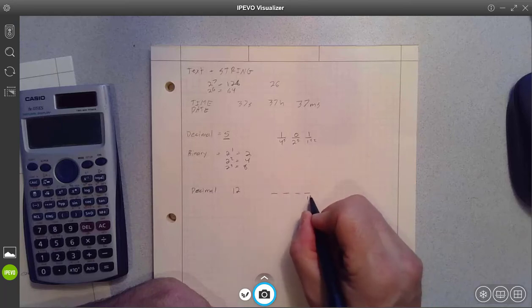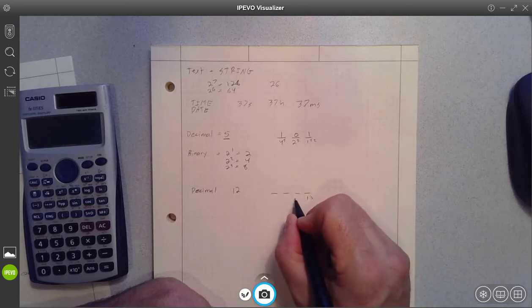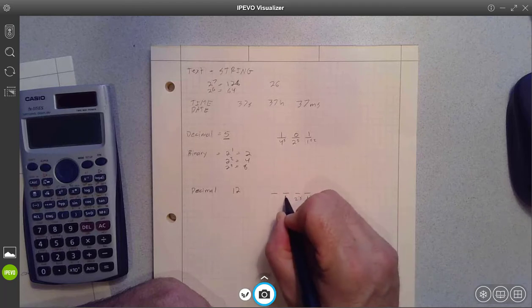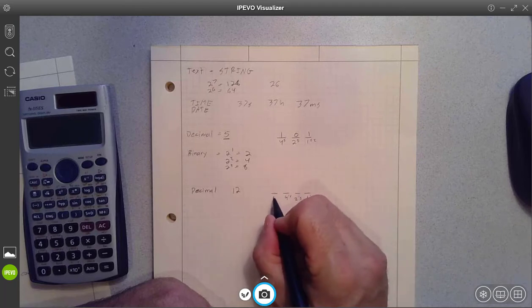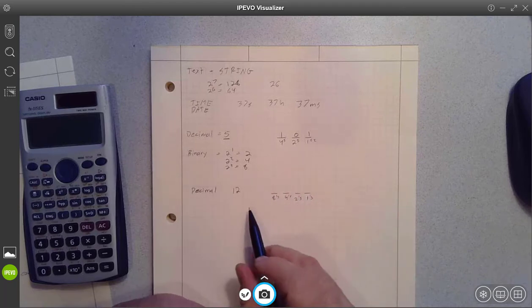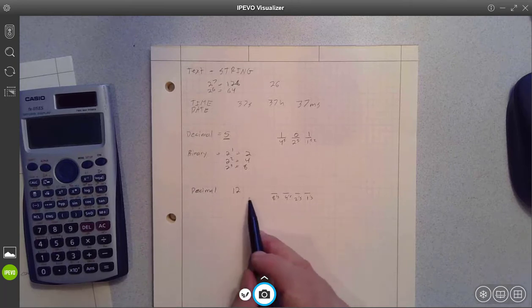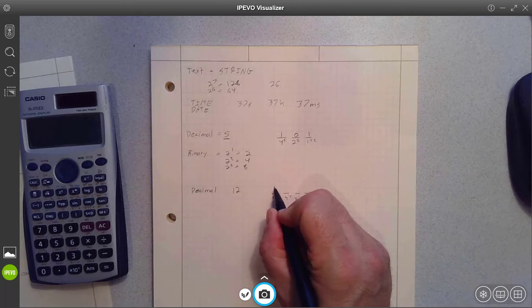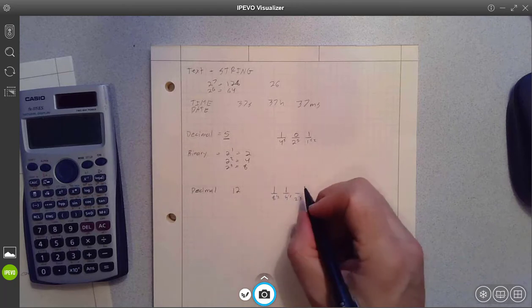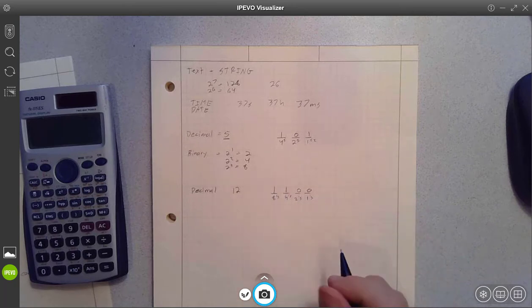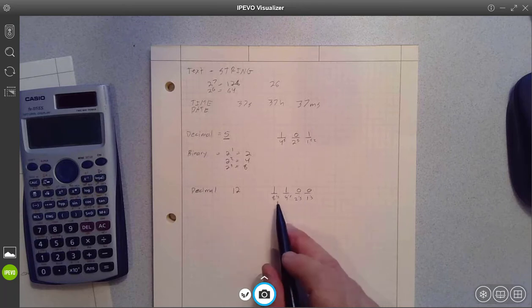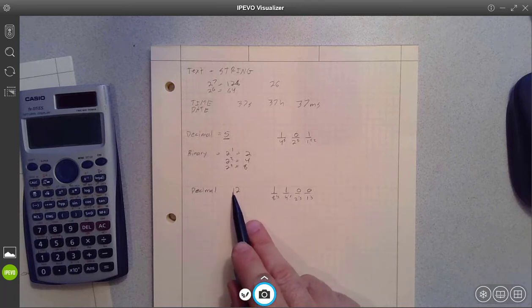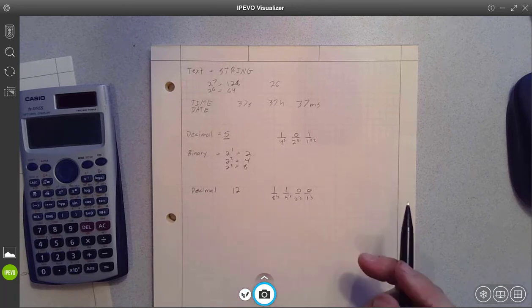And again, this is 1's, 2's, 4's, and 8's. So looking at those, you just got to start thinking down which of these would I need. So it's pretty obvious here. We're going to need an 8 and a 4 and 0, 0. So 1, 1, 0, 0 in binary is equal to decimal 12.